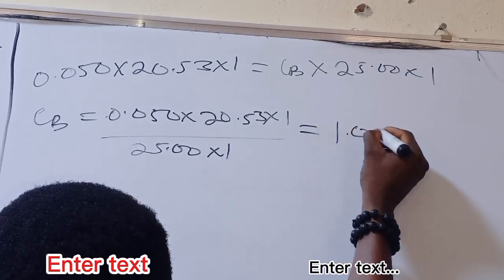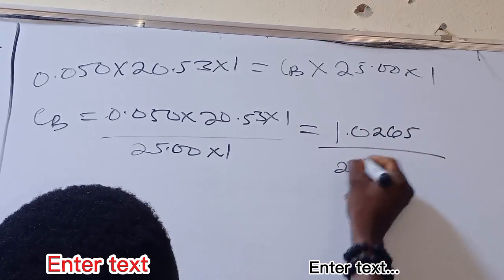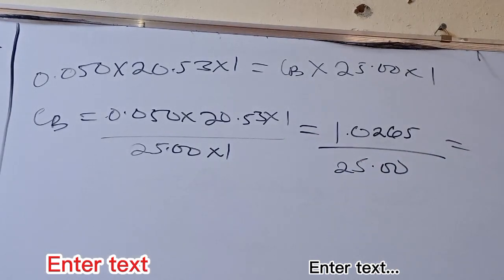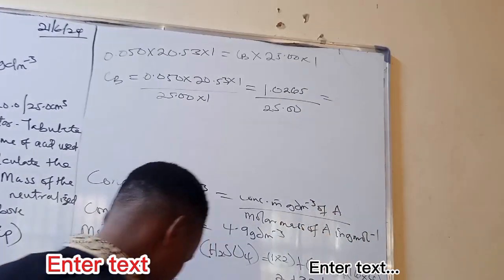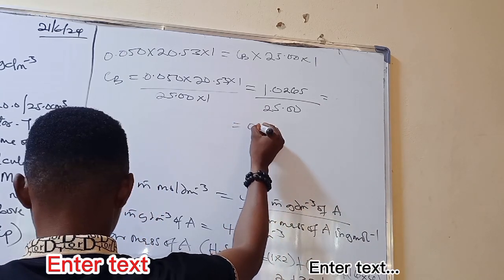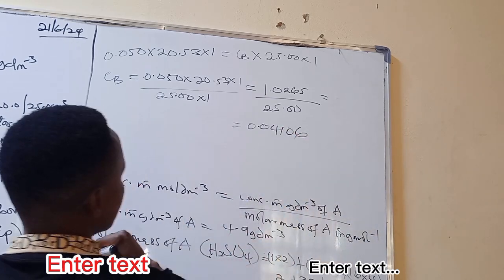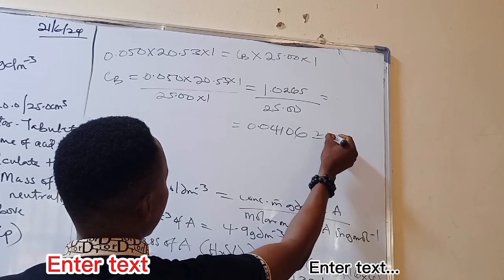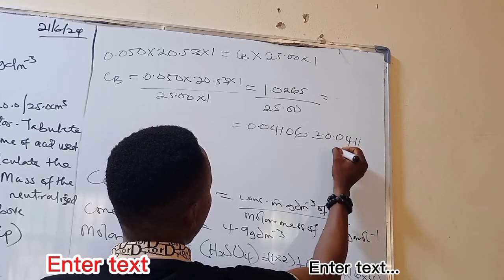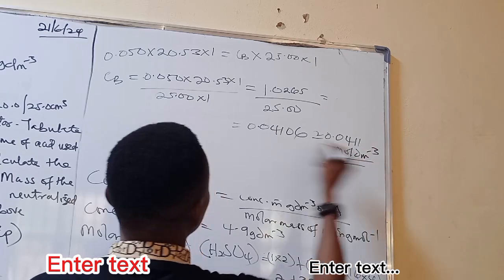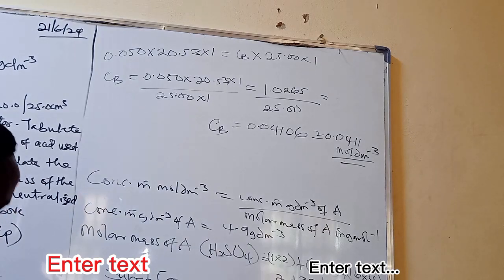Alright, we do our multiplication there. We have 1.0265 divided by 25.00, which is equal to 0.04106. So this is approximately 0.041 moles per dm cube. This is now your CB.